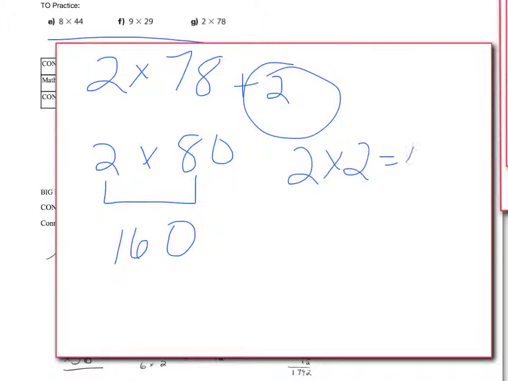But I added 2 groups of 2. 2 groups of 2 is 4. So that means I actually have to take 4 off of here. Again, I'm going to have to borrow. 10 minus 4 is 6, 5 minus nothing is 5, and 156 is my final answer.